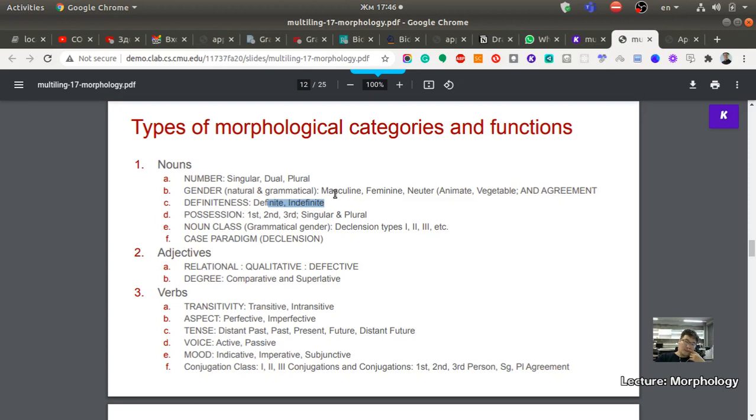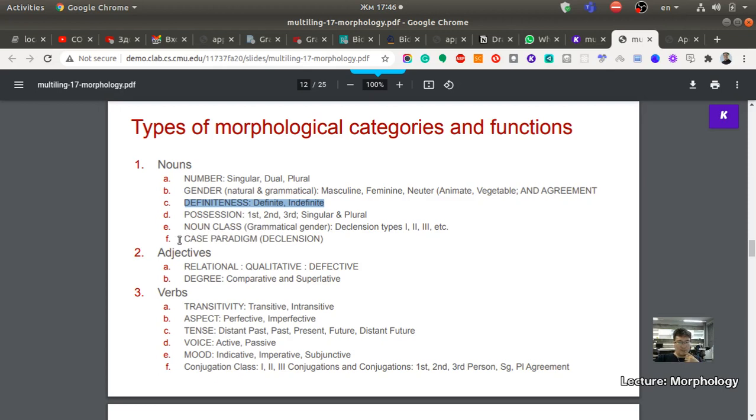So it is about articles. In English, it's a and the. In Kazakh we do not have them, and Russian mostly does not have them. But in Arabic, they have the article al. Because of this, they change the word to be defined, if you know it or it is about something. Possession, first, second, singular, plural. Noun class, grammatical gender, case paradigm, etc.